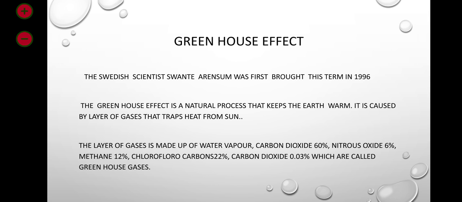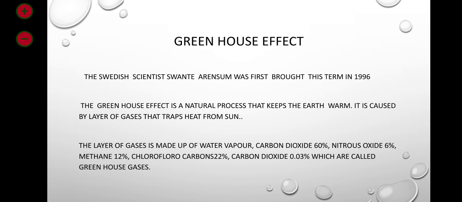The greenhouse effect is a natural process that keeps the earth warm. It is caused by the layer of gases that traps heat from the sun. It is a natural process. It happens by nature, and its work is to keep the earth in a warm condition.